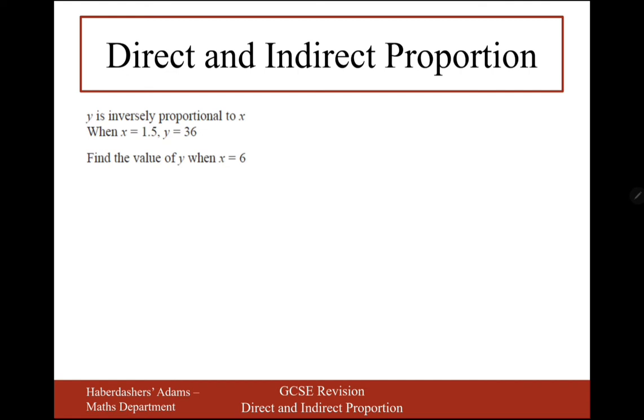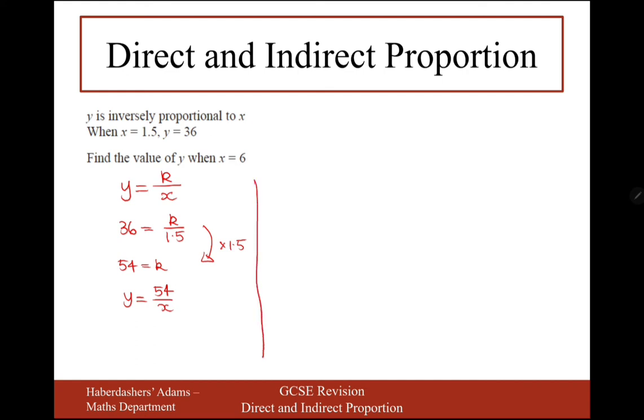Okay, so we've got this question here. So Y is in inverse proportion, so that's K over X, and nothing's happening to X here. Let's work out K by substituting in the values. 36 equals K over 1.5. So to work out K, I'm going to multiply 1.5 onto the other side because it's being divided at the moment. So 36 times 1.5 gives me 54. So 54 equals K. So the formula is going to be Y equals 54 over X.